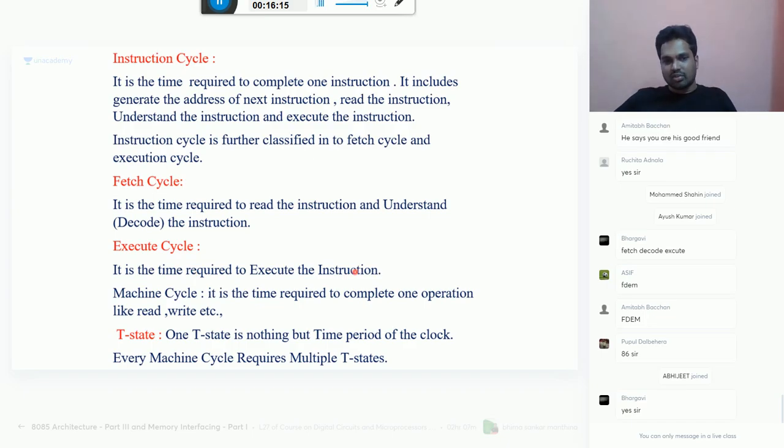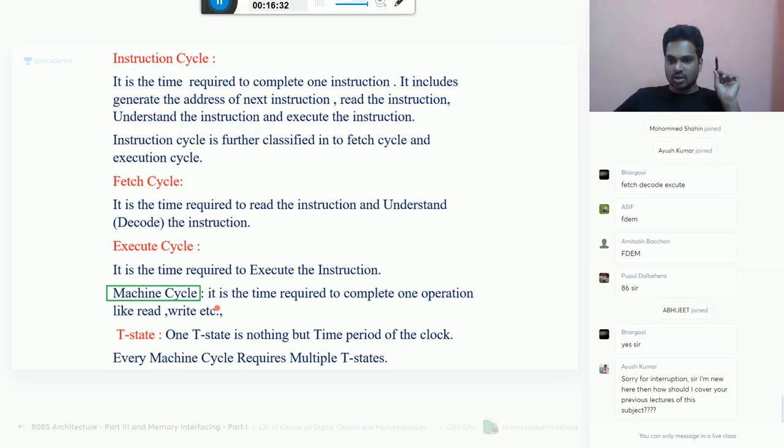Machine cycle. What is the meaning of machine cycle? It is the time required to complete one operation. It can be reading, writing, any job. The time required for one job is called machine cycle.